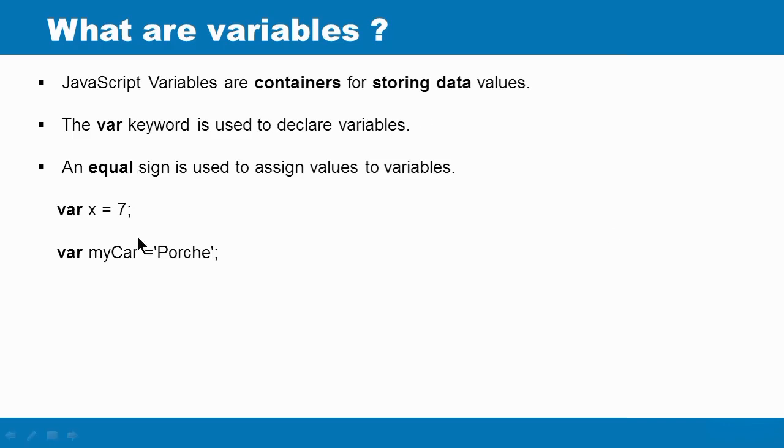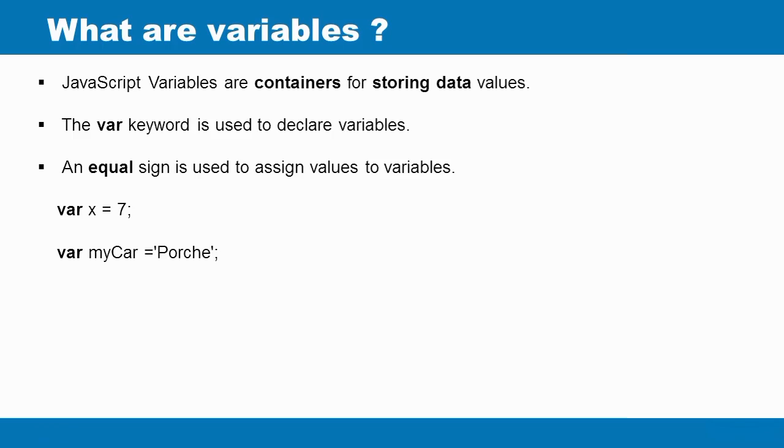Also, notice I've used semicolons here, which is important. That indicates that that is the end of that statement. A JavaScript program is basically a collection of statements. This indicates this is one statement. This indicates this is another statement because of the semicolon. So you have to do that when you're declaring variables.